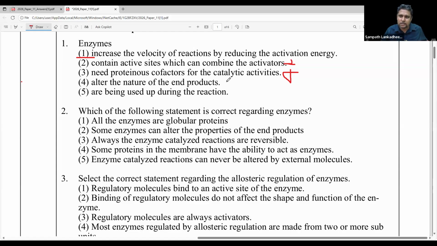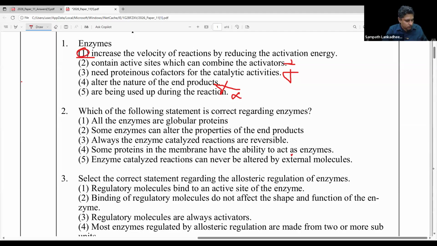Alter the nature of the end products. No, that's wrong. Then, are being used up during reactions. Wrong too. So we have the answer, people. The first one is the answer.